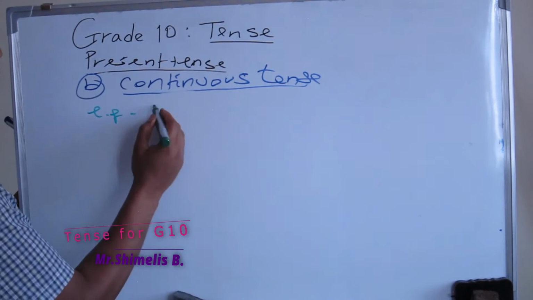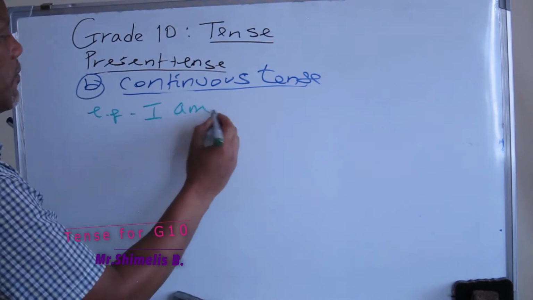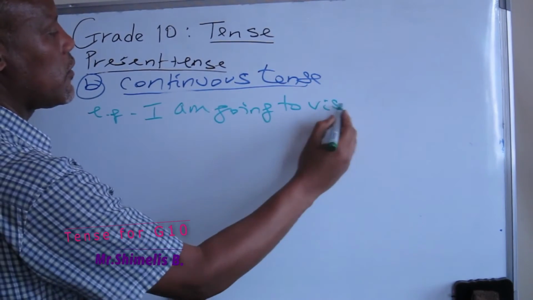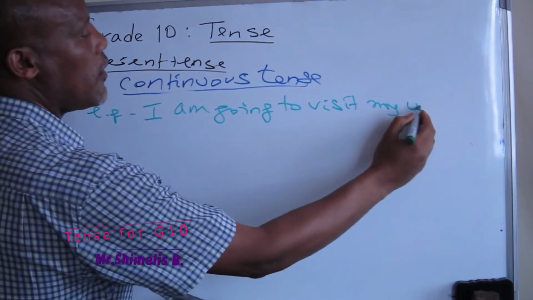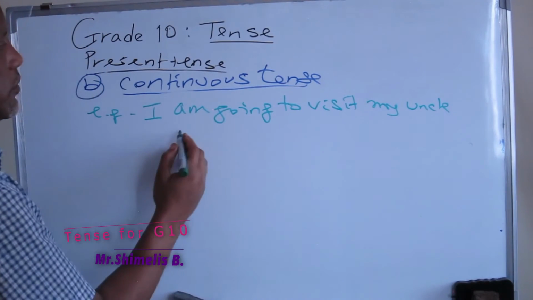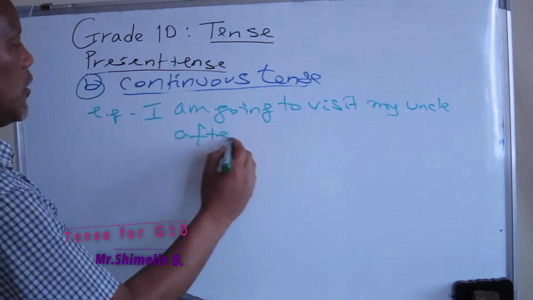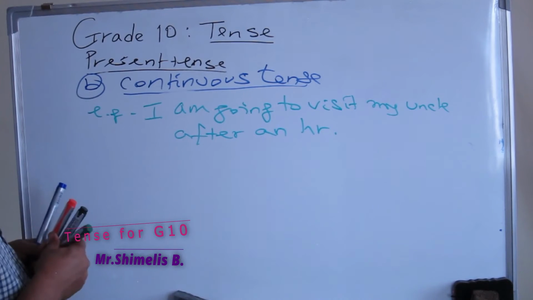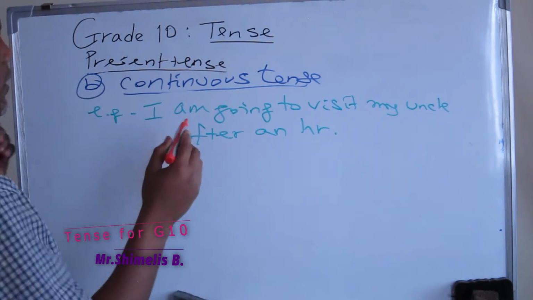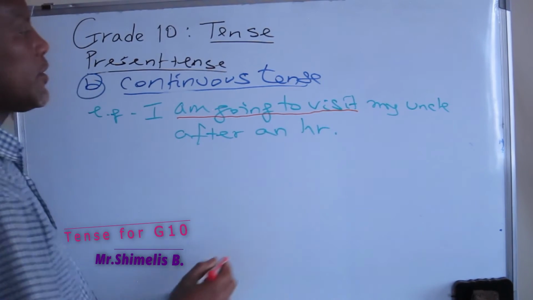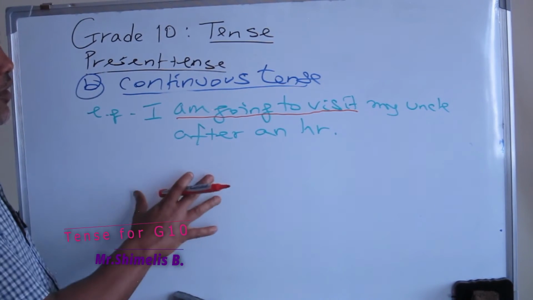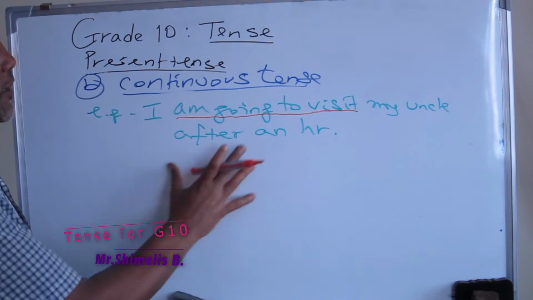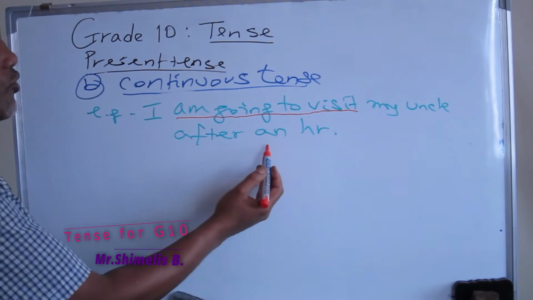You might say, I'm going to visit my uncle after an hour. I am going to, you see? I am going to visit my uncle after an hour. So this is a future action, but it is a near future action, which is going to happen within an hour.